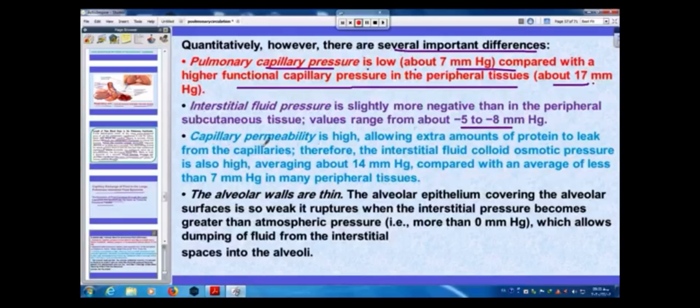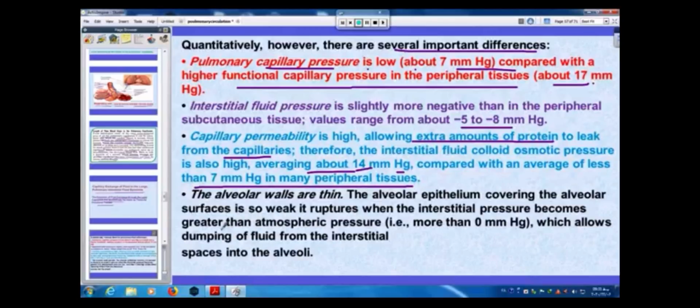The capillary permeability is high, okay, allowing extra amounts of protein to leak from the capillaries. Therefore, the interstitial fluid colloid osmotic pressure is also high, averaging about 14 millimeters of mercury, compared with an average of less than 7 millimeters of mercury in many peripheral tissues.